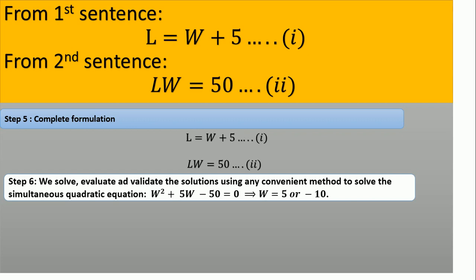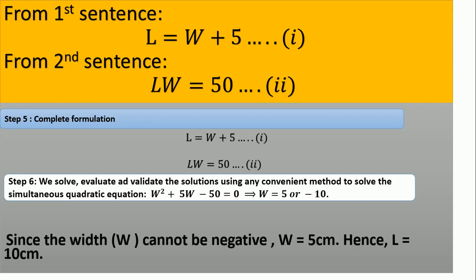No. Since the dimension cannot be negative, we consider the positive, which is 5 centimeters. And by the time you substitute L equals 10 centimeters into this place, you can have your length to be 10 centimeters, which is 5 plus 5. Okay, so that's how we solve the problem. As simple as that.